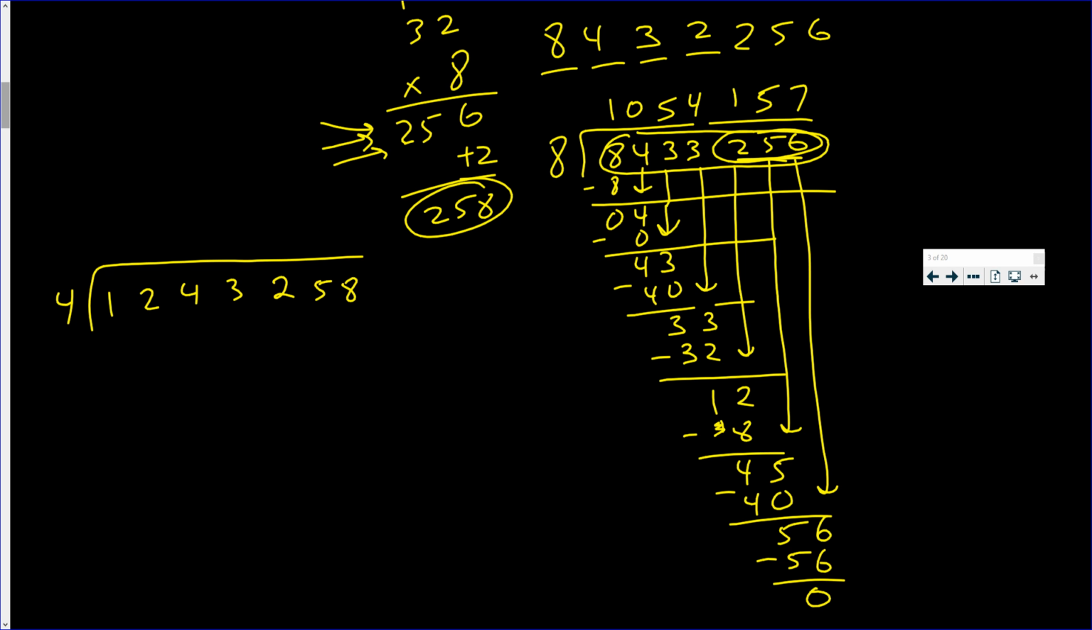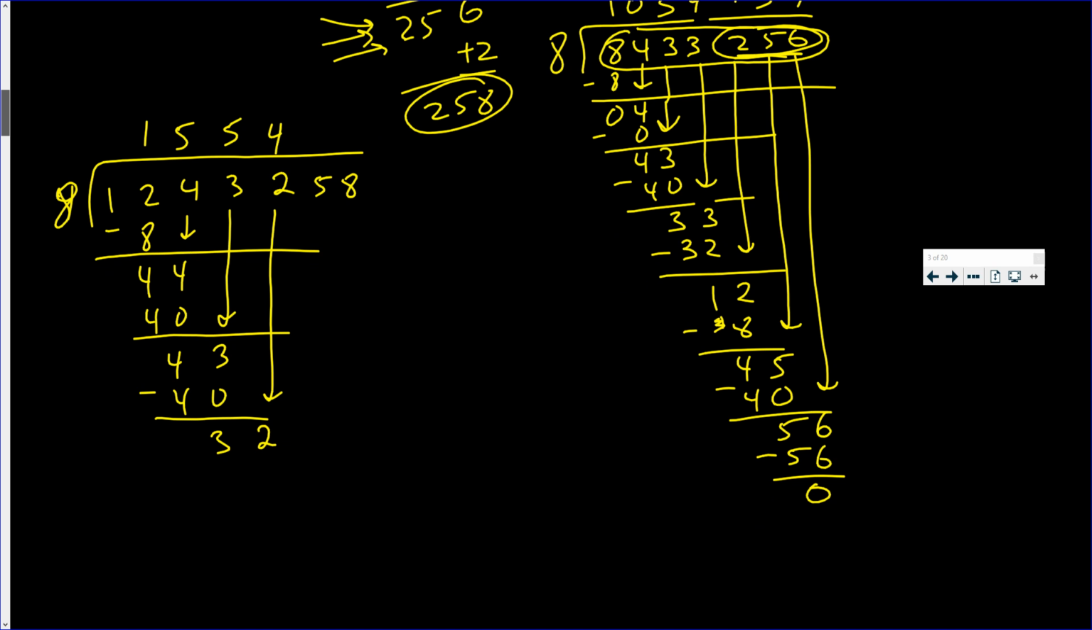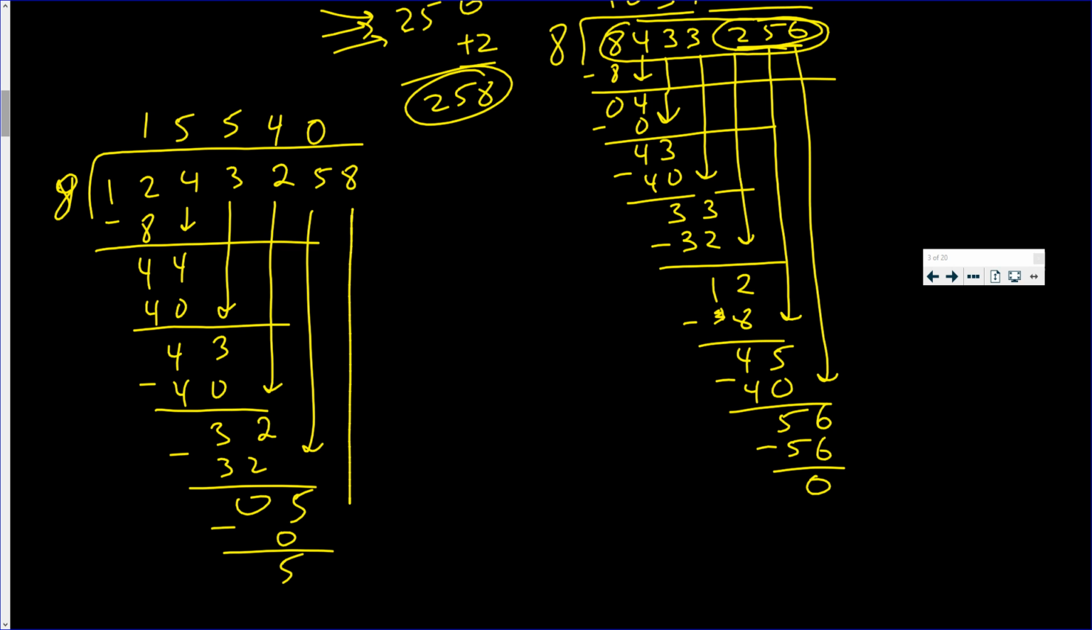Okay, 8 goes in there one time. 4, bring down the 4. 8 into 40 goes 5 times with 4 left over. Bring down the 3, goes in 5 more times. Subtract, you get 3. Bring down the 2. 8 goes into 32 exactly 4 times. 0 remainder. Bring down the 5. 8 does go into 5 0 times. Subtract, get 5. Bring down the 8.